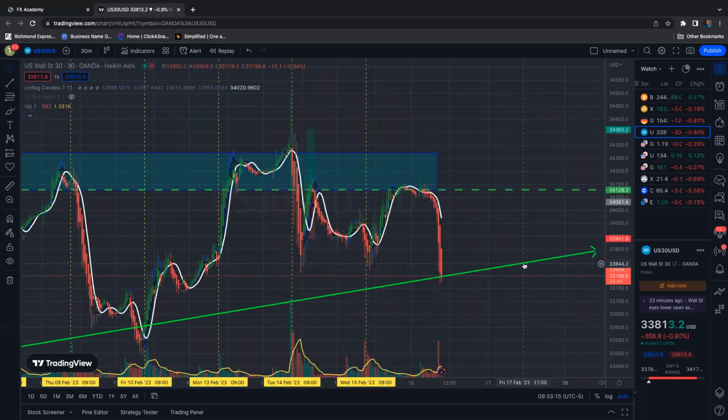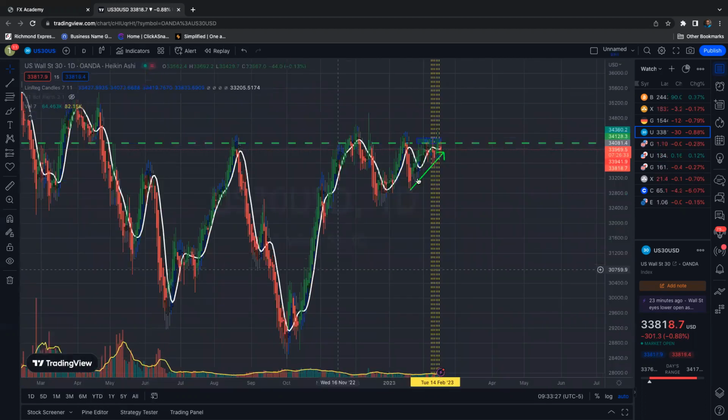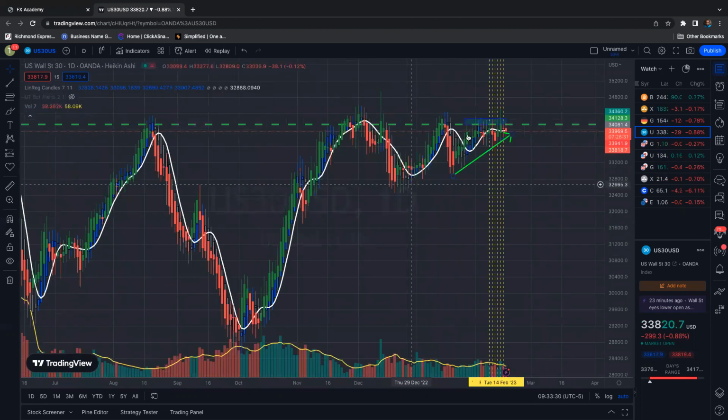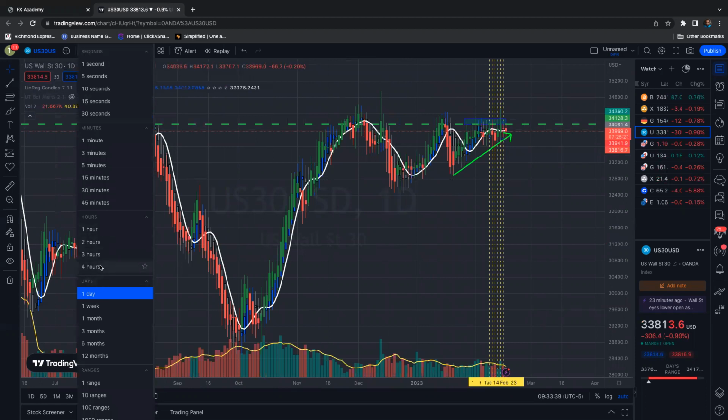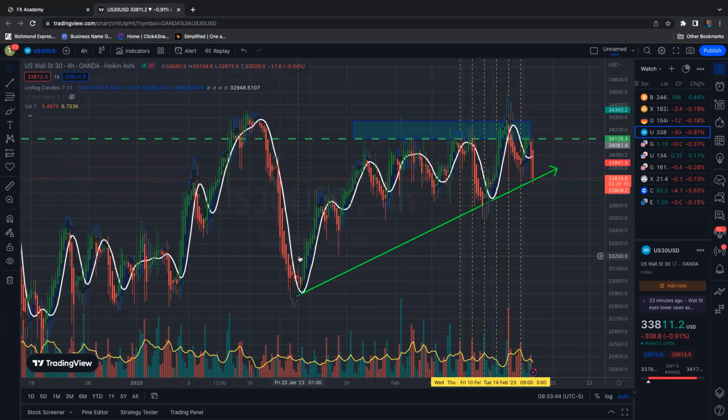Right here, you can see my green trend line that's telling me I'm still in a full uptrend. As I scale out, let me go out to the daily chart. This is where we're at in our overall uptrend. I'm in this channel right now. That's the daily. Now let's go down to the 4 hour. As we can see, it cuts up a little bit better right here. This is the current trend that we're in. We're in a current uptrend.